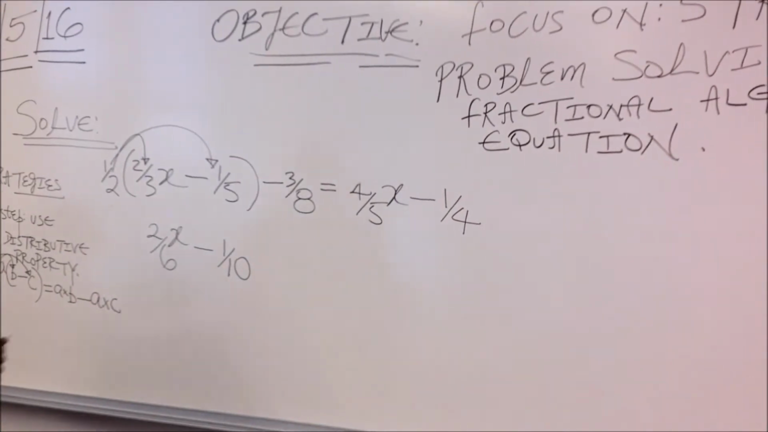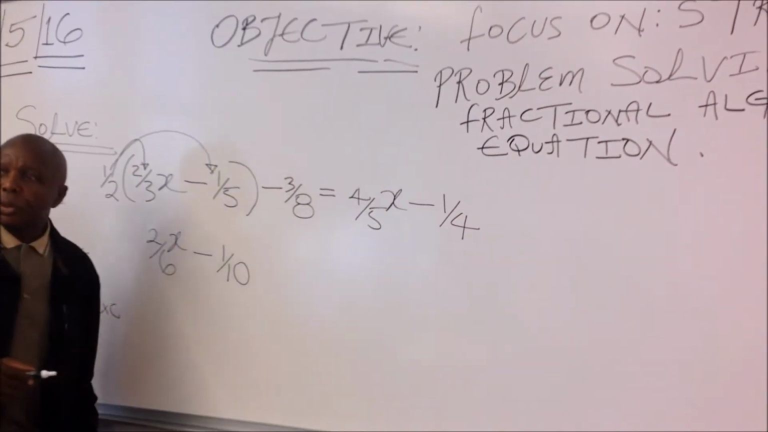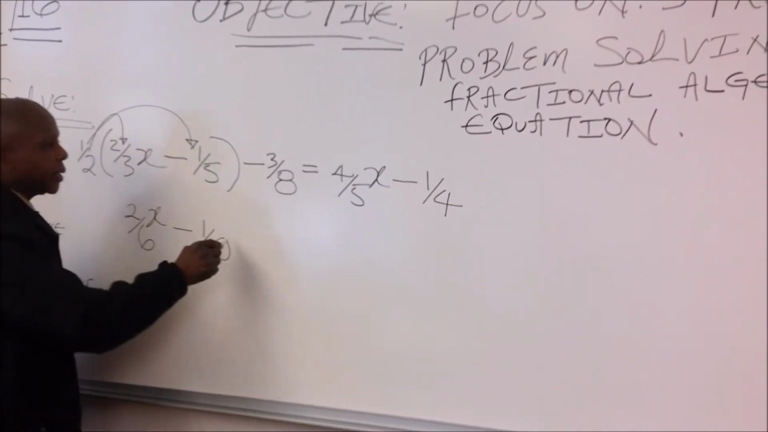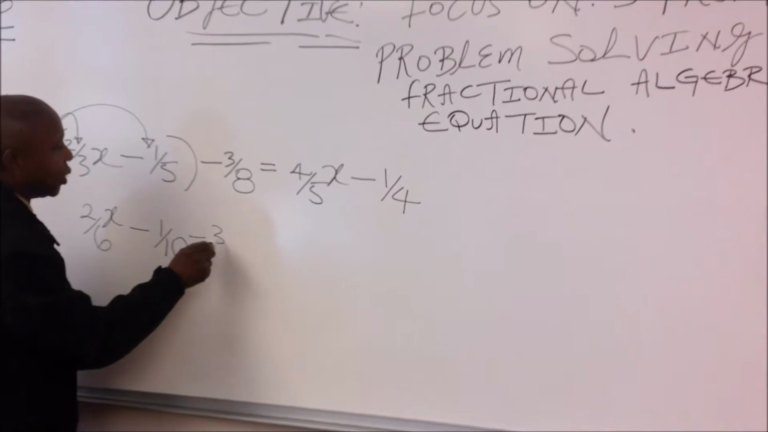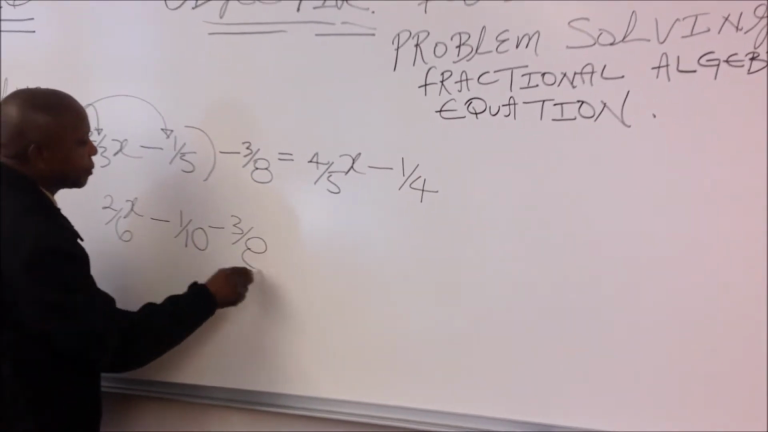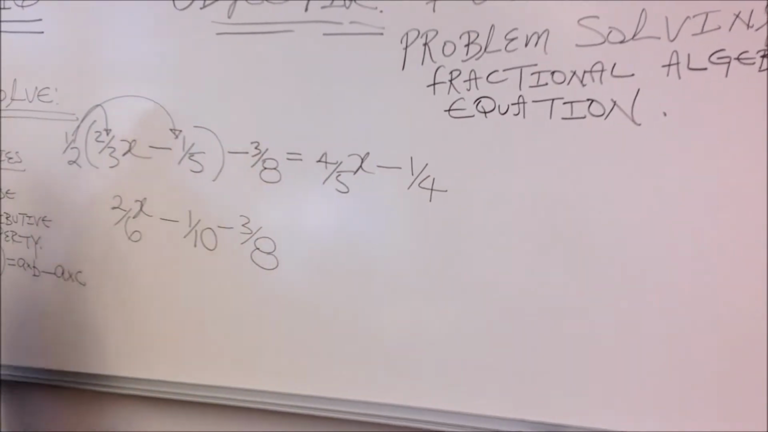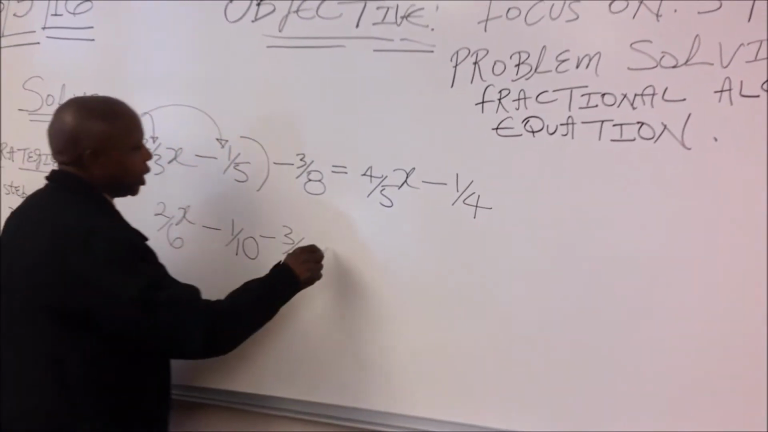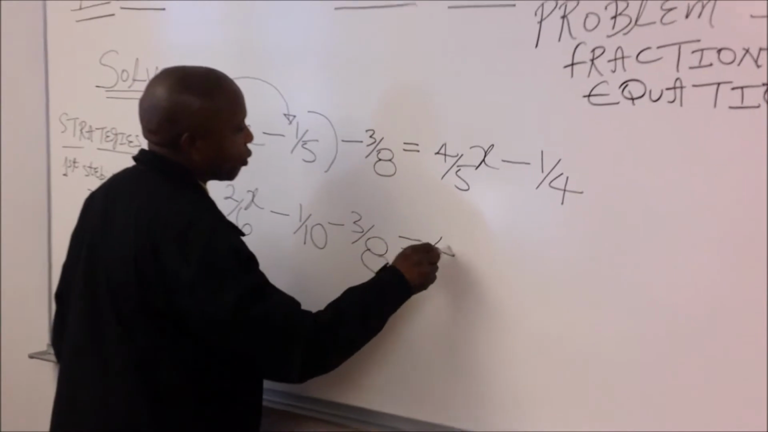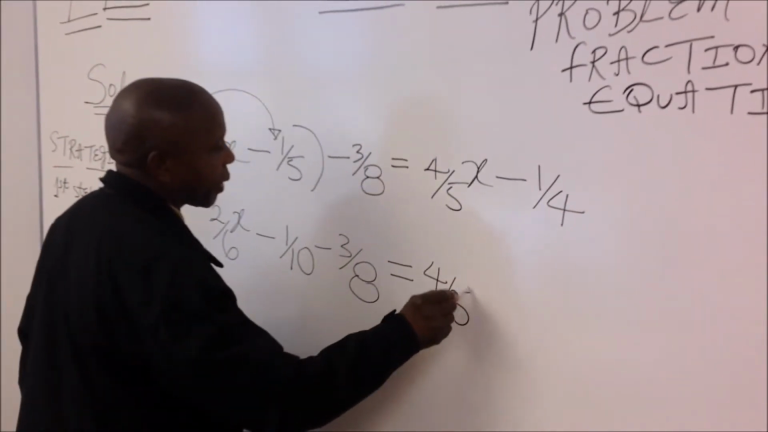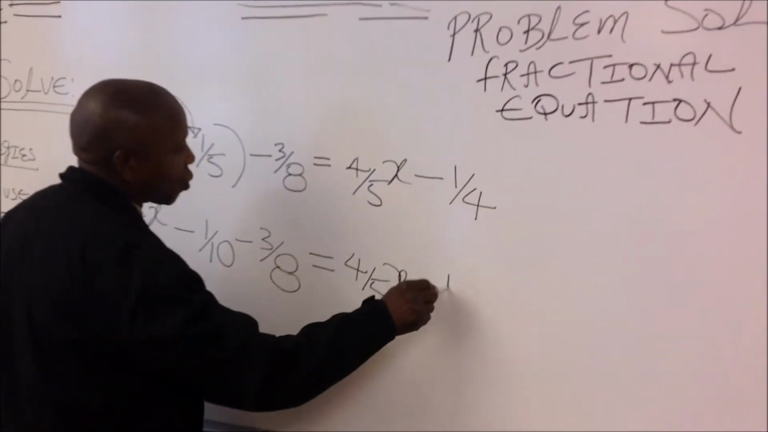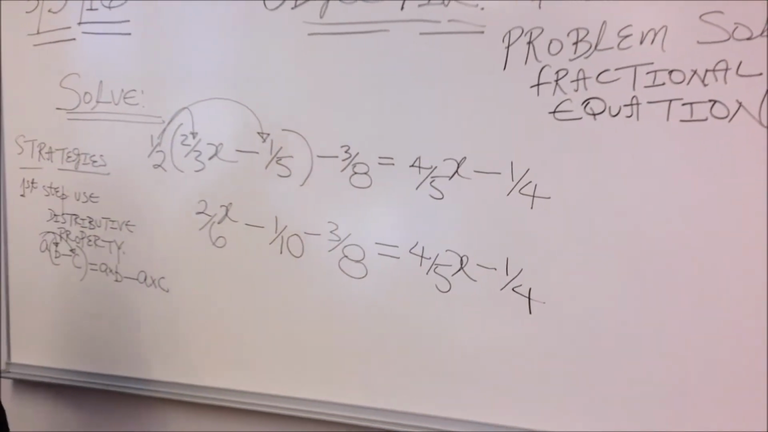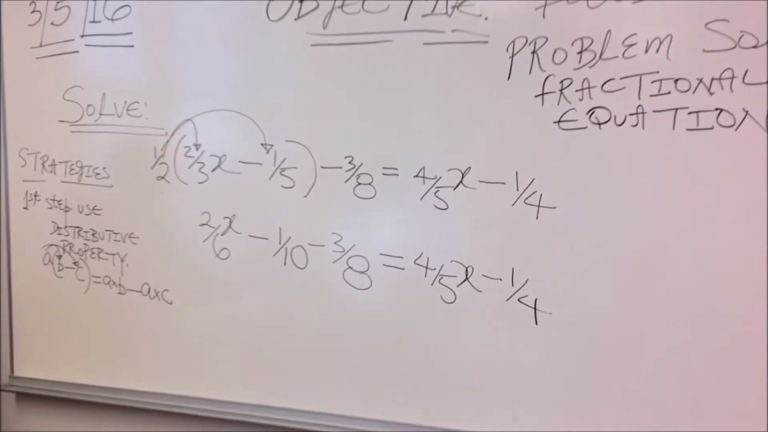Now, what's the next thing we have to do? The next step is to bring down the negative 3 over 8 on the left side. And this equals 4/5 x minus 1 over 4.